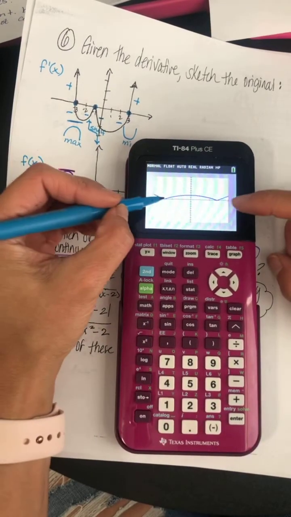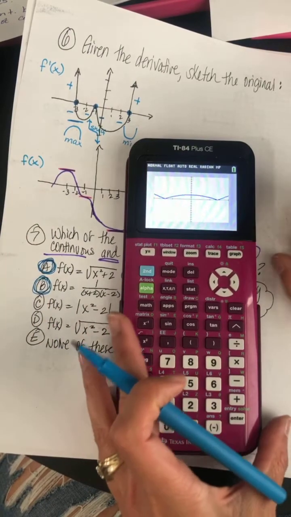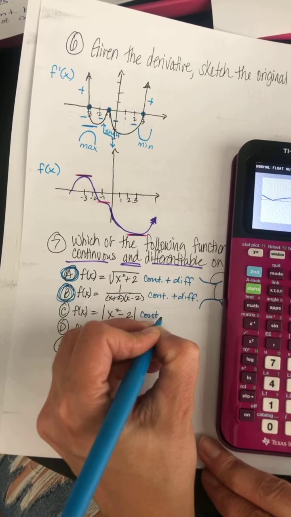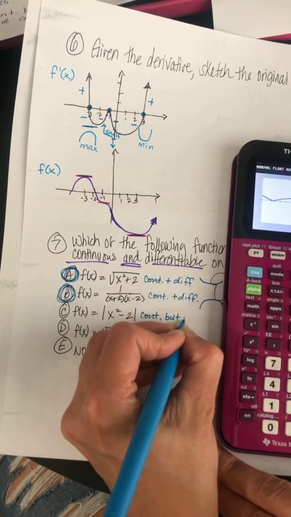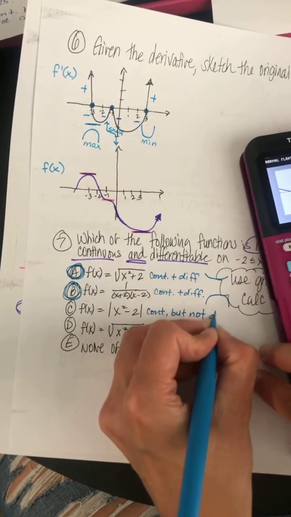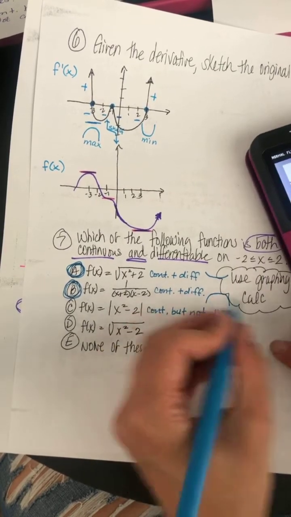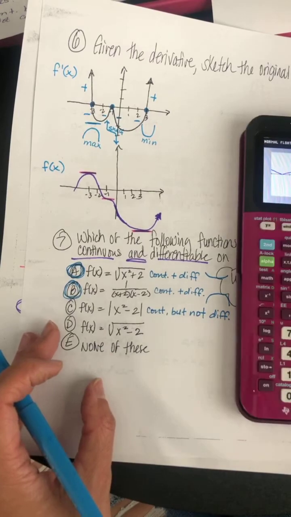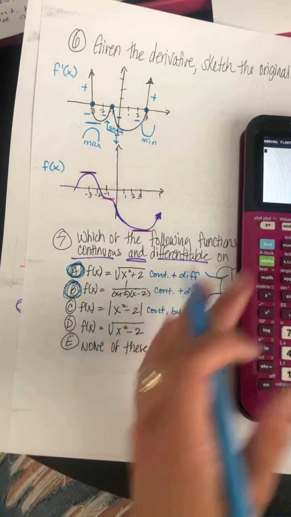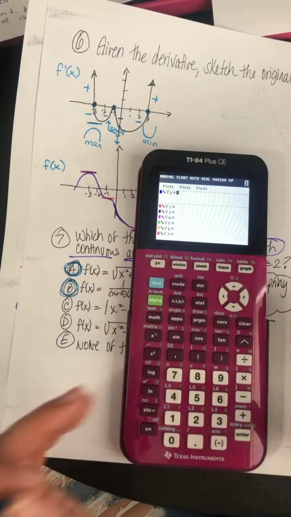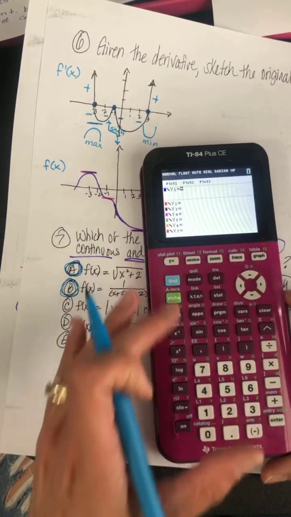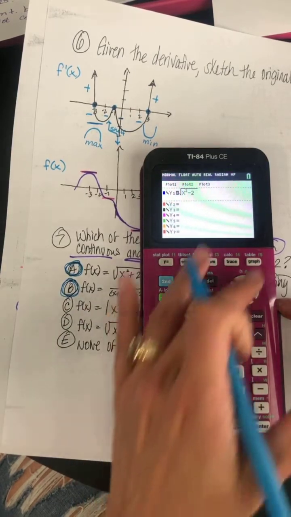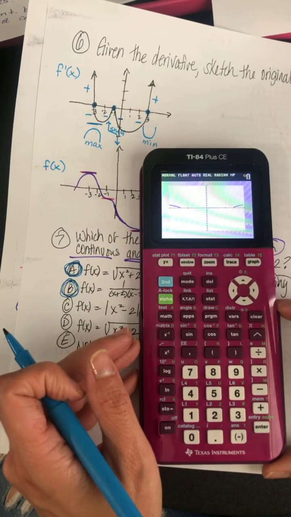Batman. Well, we've got corners, so nope. It's continuous, but not differentiable. Continuous, but not differentiable. That's because we got the Batman going on. And then letter D, y equals, clear it out. It's the square root of x squared minus 2. And it's our wings.